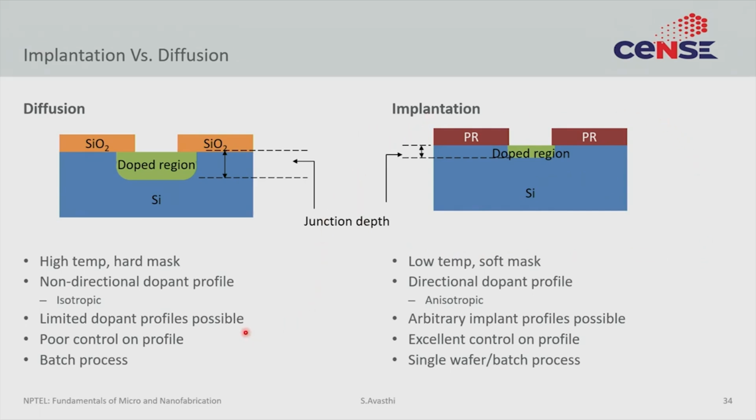Then there are a limited number of dopant profiles possible. You can get something between an error function or a Gaussian, but say getting a uniform profile is very hard in diffusion. Implantation is a little more flexible, because you can create arbitrary profiles by just doing a series of implantations. It is very hard to exactly control the doped profile in diffusion.